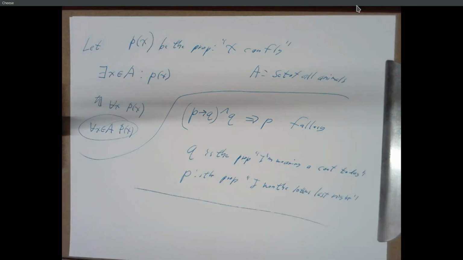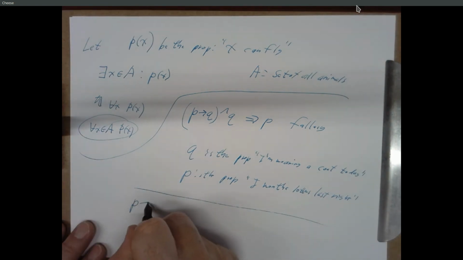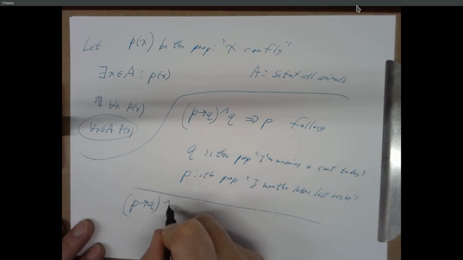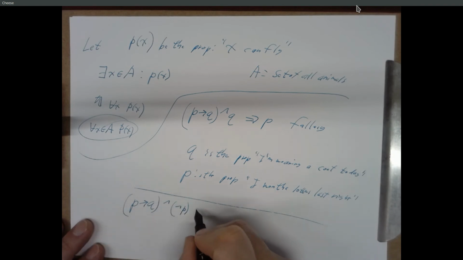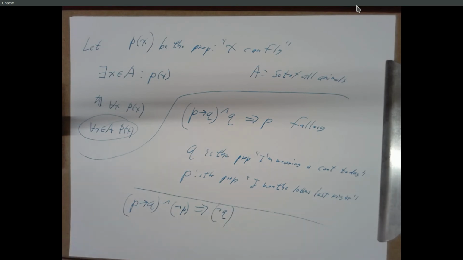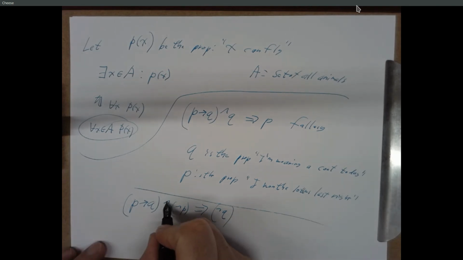And then the fallacy of denying the hypothesis says if P, then Q, and if P is false, then Q must be false. And you can use the same example. If I won the lottery last night, then I'm wearing a coat today, and I did not win the lottery last night, so I'm not going to wear a coat today. Well, no, I wear a coat every day. So that's denying the hypothesis.